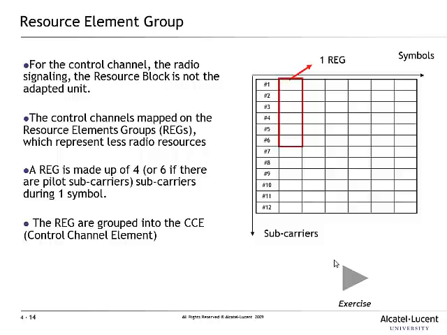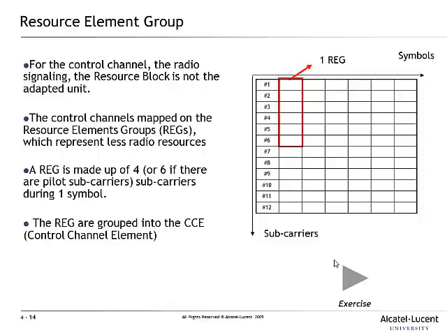The next concept that we're going to look at is something called a resource element group. We've talked about a resource element. We've talked about the concept of a symbol. So I think these are key terms that you should know. You should know the difference between a symbol, a subcarrier, a resource element, a resource block, a physical resource block, and a resource element group.